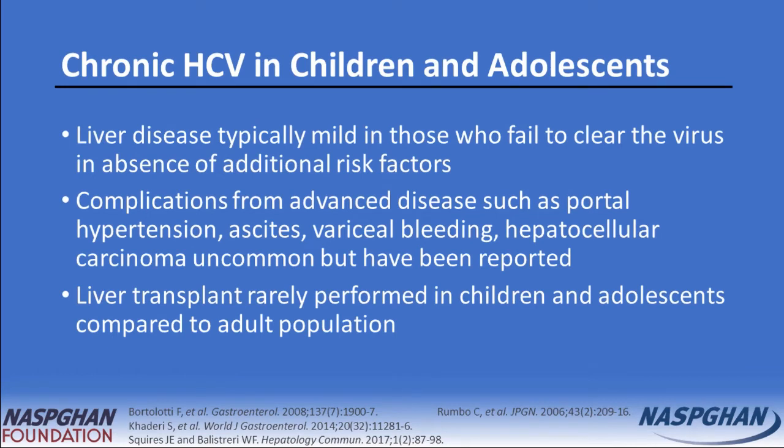So in children and adolescents, the liver disease that occurs in a hepatitis C infection is typically mild in those who fail to clear the virus. Some patients will clear the virus. There are a few risk factors that I'll go over in the next slide, which do predispose patients to having a more severe disease course. The complications that we see from advanced disease, such as portal hypertension and its sequelae, and hepatocellular carcinoma, which have prompted so much concern in adult patients, are rarely seen in pediatric patients. However, liver transplant has been reported in the pediatric population, but is exceedingly rare.